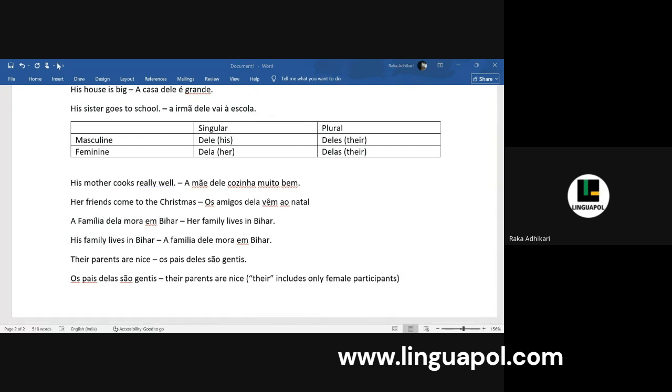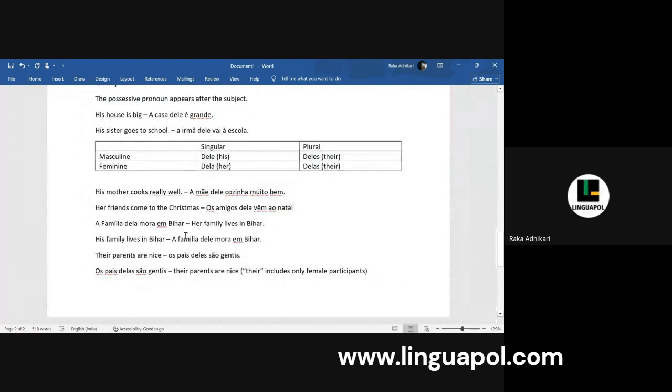For example, you're talking to two sisters and you're saying their parents are nice. You're talking about two sisters, both of them are female, and then you're saying their parents are nice. So you can see that both the people in the group are female. So it's a completely female group. Only in that case we can use the word delas. So this is your concept of dele, dela and deles, delas.